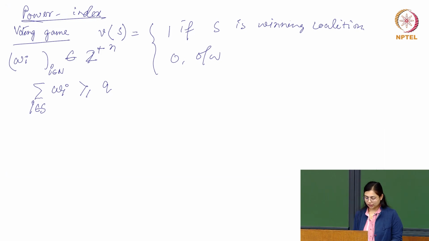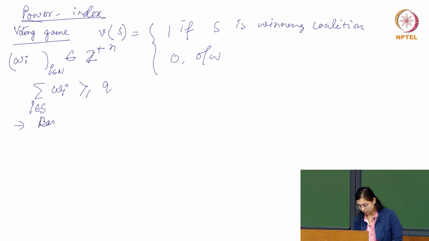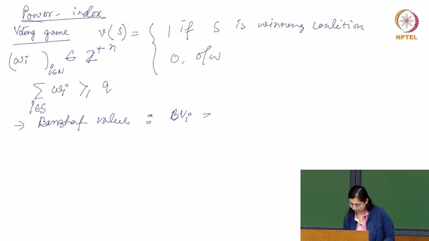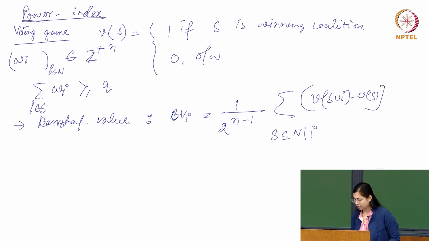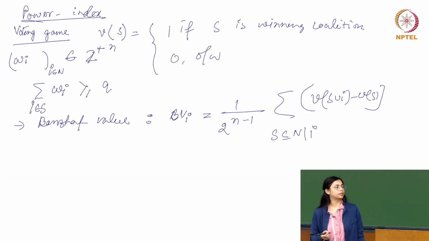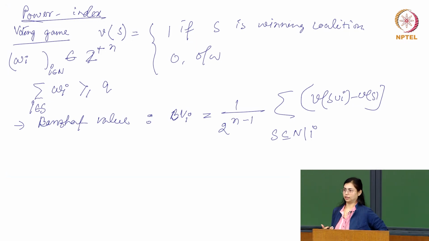And then some power indices are introduced for these special kinds of games. One is called the Banzhaf value. The Banzhaf value is defined by considering all the marginal contributions of a particular player i, and it is simply divided by 2 to the power n minus 1, right?